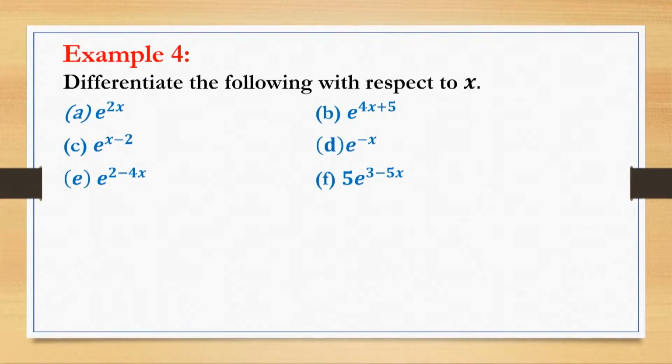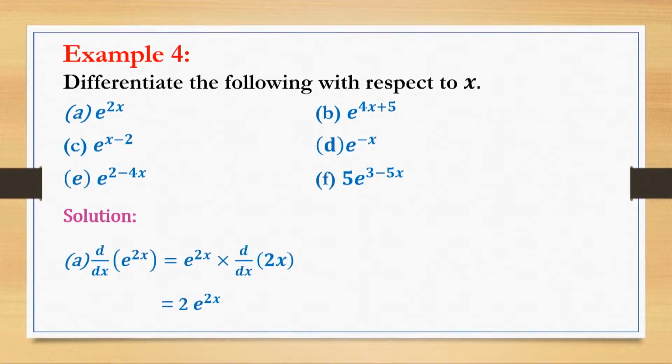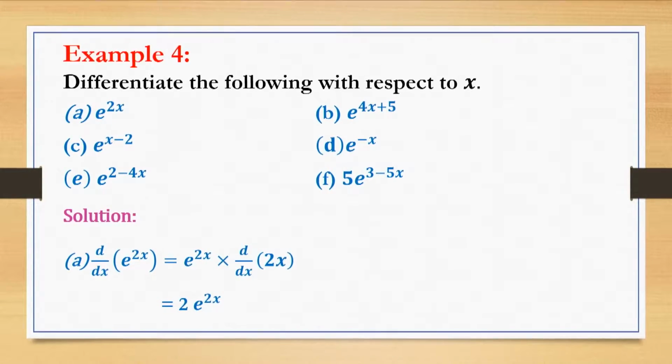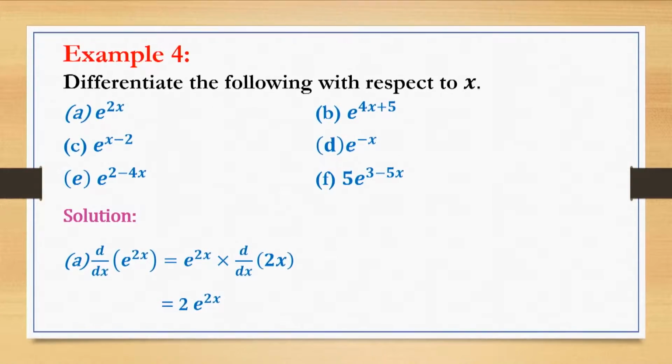Let us look at this example. Differentiate the following with respect to x. Part A, differentiate e to the power of 2x. So I get e to the power of 2x times the derivative of the power, that is, times the differentiation of 2x, which is 2. So I get 2 e power 2x.